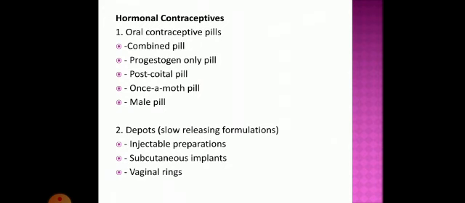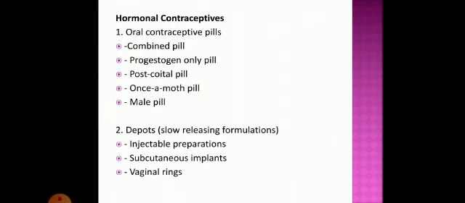Injectable forms are also there, and basically it's given as an intramuscular injection of progestogen. Substances like Depo-Provera every 3 months is given. That's also an option. Now you can see the third option as vaginal ring, which contains levonorgestrel, which has been found to be almost 99% effective.